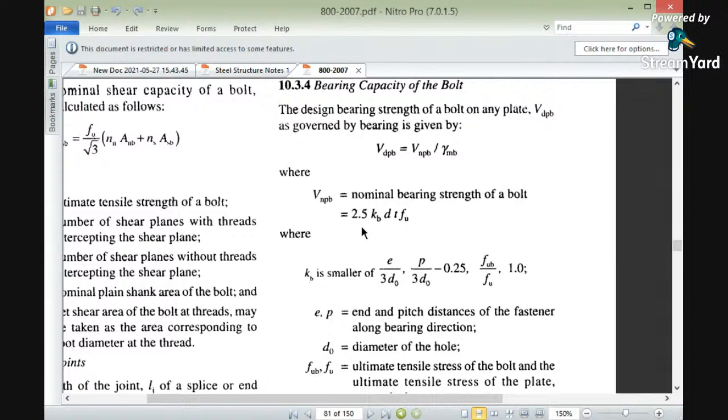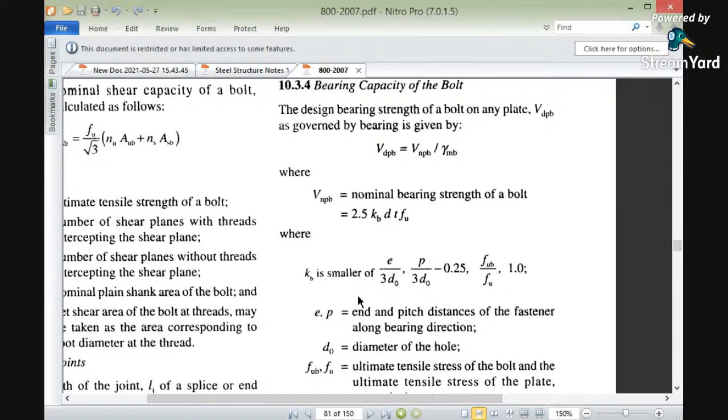What is the original formula? 2.5 times k_b d t f_u. How to find out k_b? k_b is the value of these 1, 2, 3 and 4. Out of these four values, the minimum will be the value taken as k_b.